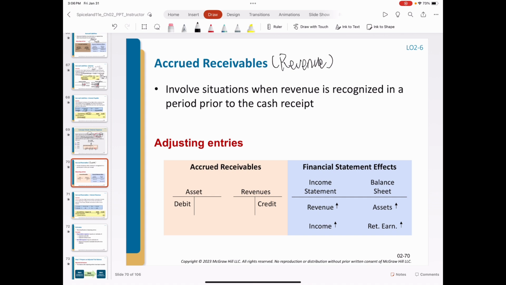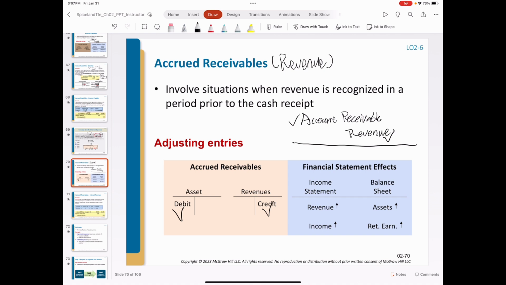So the adjusting journal entry for accrued revenue or accrued receivable will be: we will debit accounts receivable and credit revenue. We should recognize revenue in the current accounting period, even if the company does not receive cash. The cash payments will be received later. So we debit an asset, which is accounts receivable, and credit revenue.